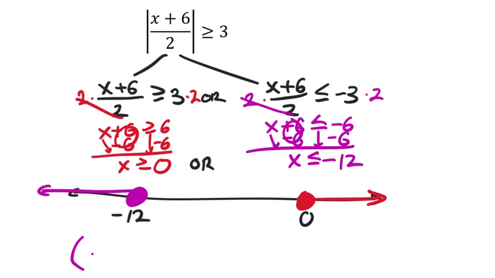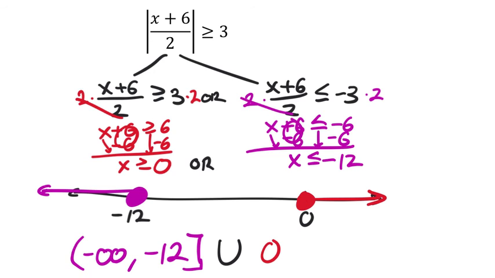The purple is showing that it would go from negative infinity all the way to negative 12 and stop there, but the negative 12 is included, so we got a square bracket. And then we'll unite this starting at 0, which is included, and that line goes all the way to infinity. So that there at the bottom is our interval.